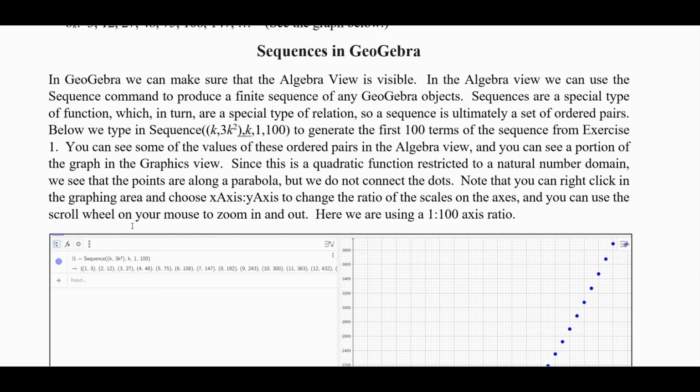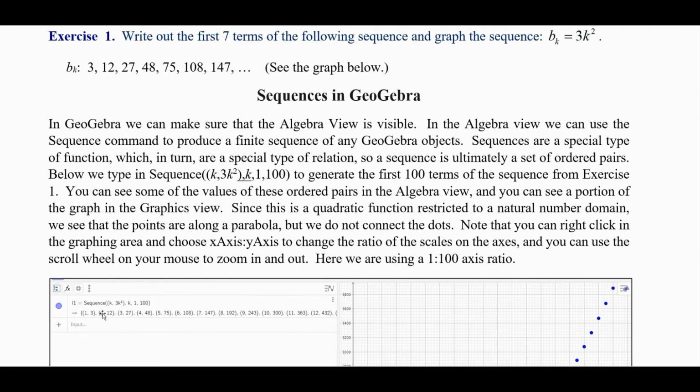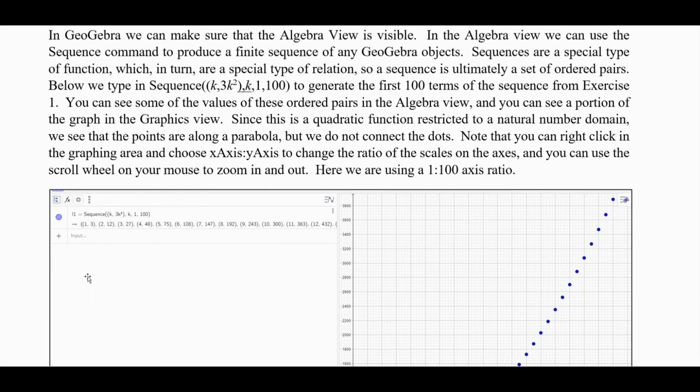In GeoGebra, we can make sure that the algebra view is visible and the graphing view. So you could start with a classic GeoGebra, or you could start with the graphing GeoGebra, but you have an algebra view here and a graphing view here. So in the algebra view, we use the sequence command to produce a finite sequence for any GeoGebra objects. The objects we want here are points. So we can do sequence.